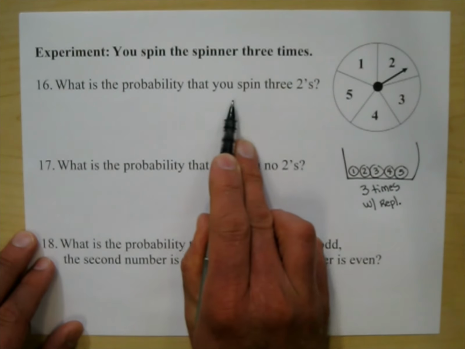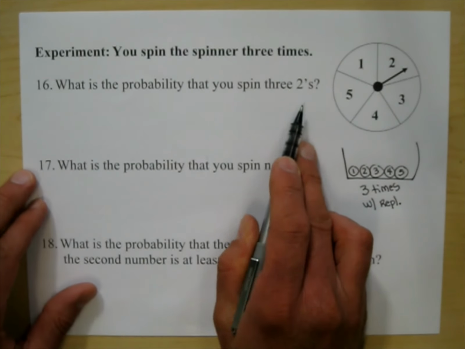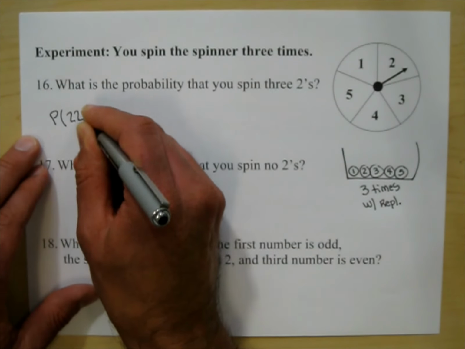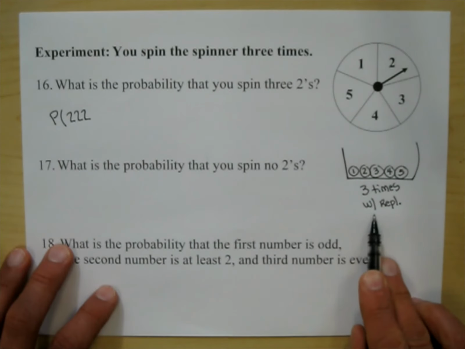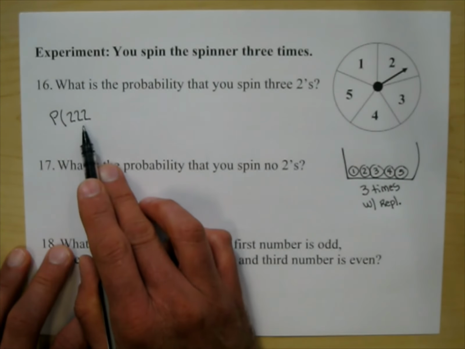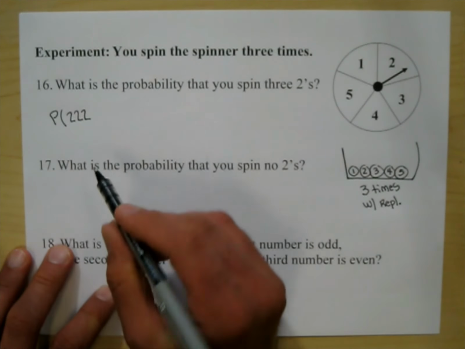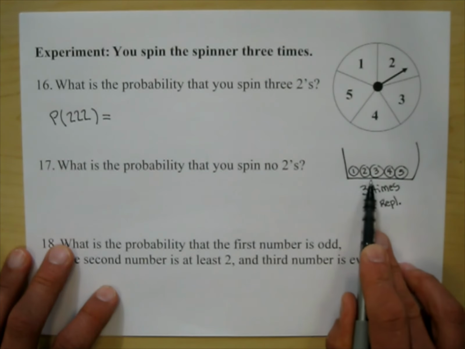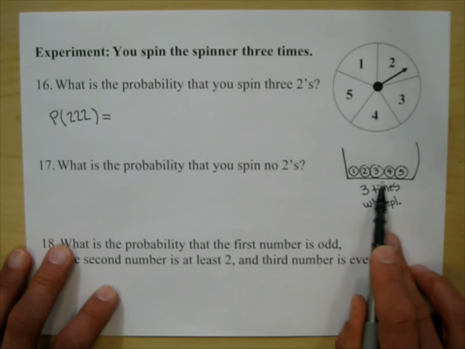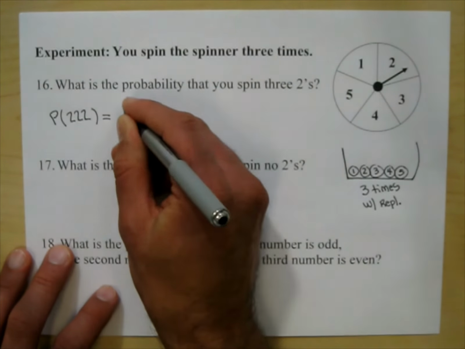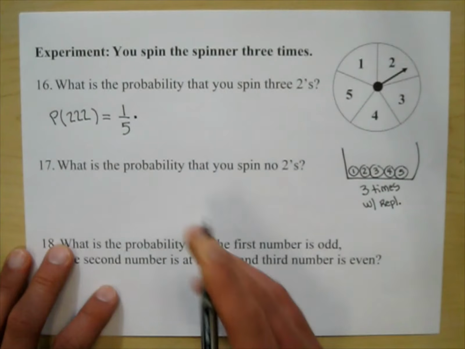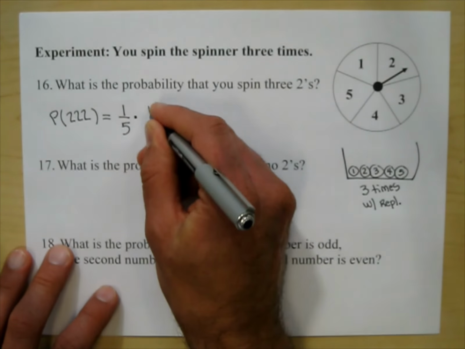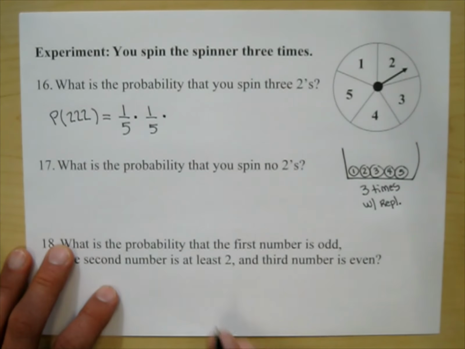So what is the probability that you spin three 2s? It's the probability you get 2, 2, 2. Of course, this is with replacement. It's the same color or the same number, so we can just do it one fraction at a time. The probability of spinning three 2s, well, the first time you spin or pull out of this box, it's going to be 1 out of 5. The next time would be 1 out of 5, and this is with replacement. And then the last time is 1 out of 5.